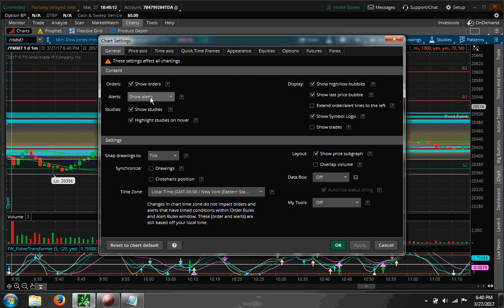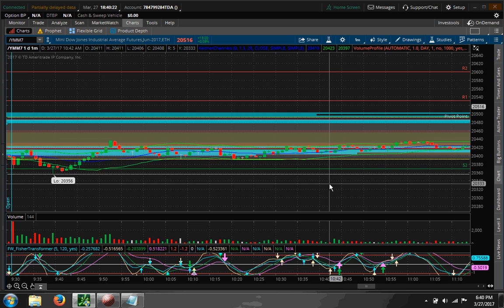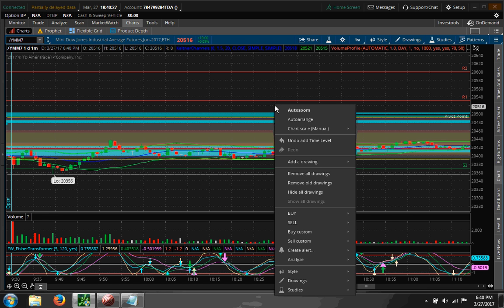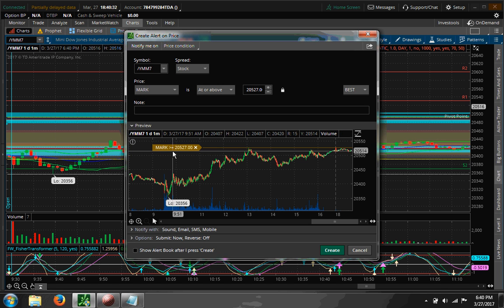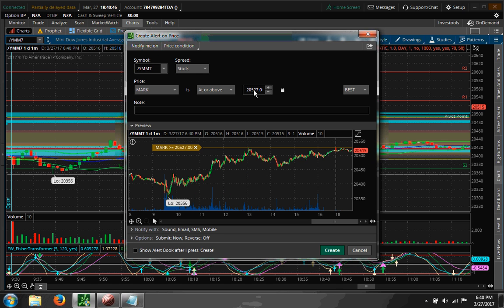Anytime you're looking for a certain point, especially when you get to these R1s, R2s, S1s, S2s, you can actually set an alert. What you'll do is go here, create an alert, single alert. You can move it to pretty much wherever you want once it's established. You can also edit it, say I wanted it at R1.